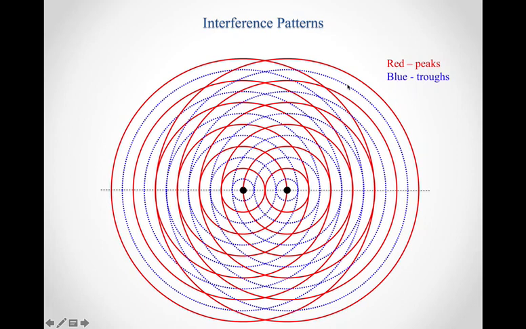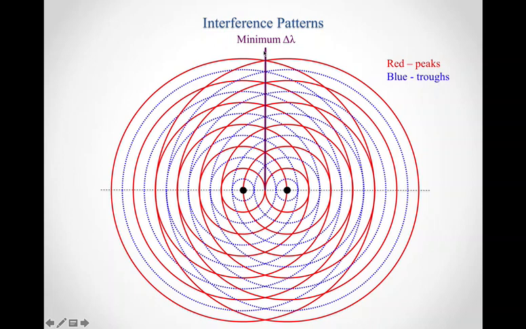So part of what that's going to do is let me figure out where I have two peaks interacting, which I know is going to give me constructive interference, and where I have a peak and a trough interacting, that's going to give me destructive interference. And so the first place I can look is along this center line. And what I see here is I've got red circles overlapping, blue circles overlapping, red circles, blue circles. So what I see is this is a line of constructive interference.